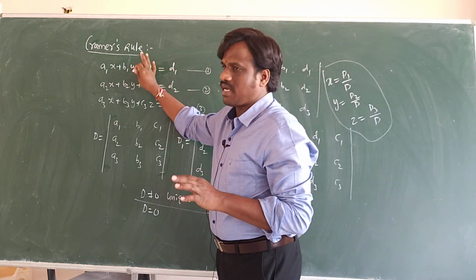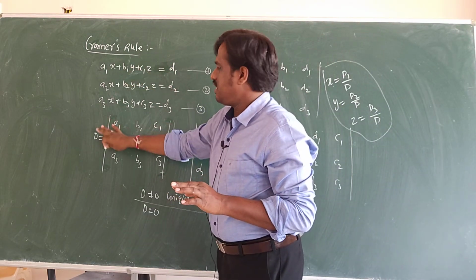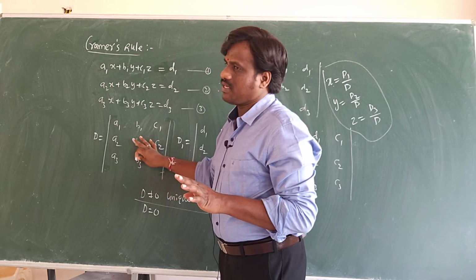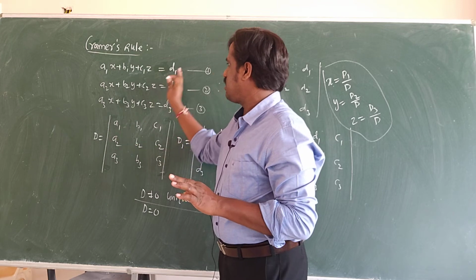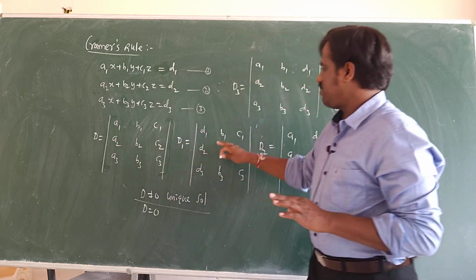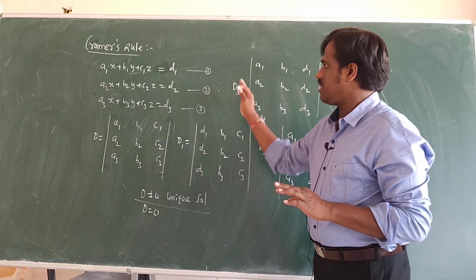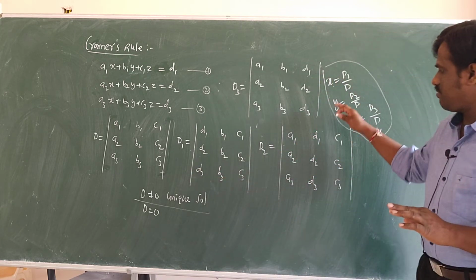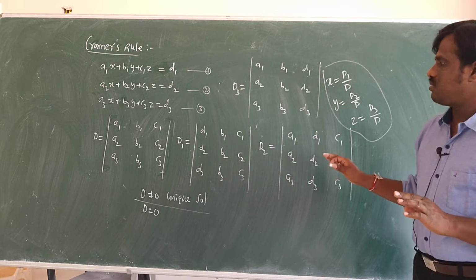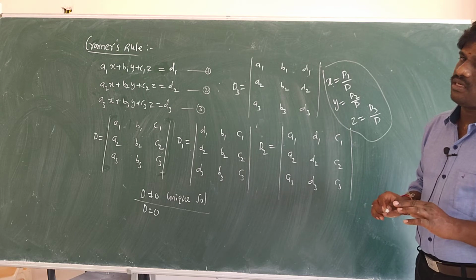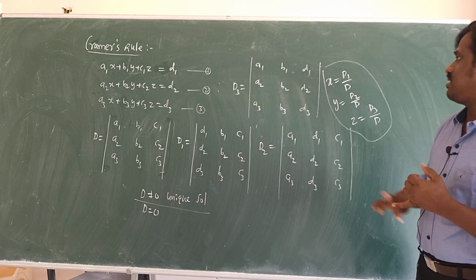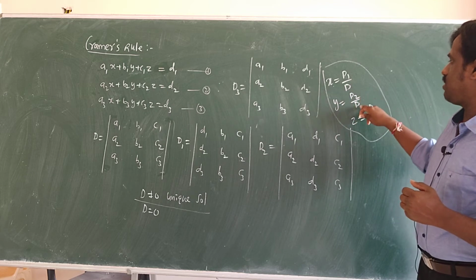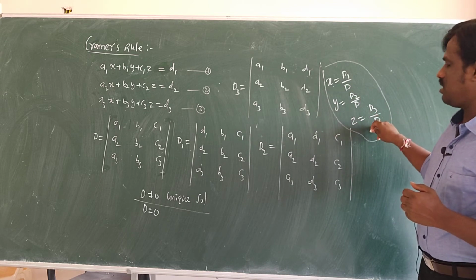First we will write the matrix form, the determinant form. D is equal to the coefficient determinant. Then we will hide the first variable's coefficients and replace them with the constants. Then we will hide the second coefficients and replace them with the constants. Then we will remove the third one and replace it with the constants. You get these three, and the solution: if you want to find x, that is D1 by D, y is D2 by D, z is D3 by D.